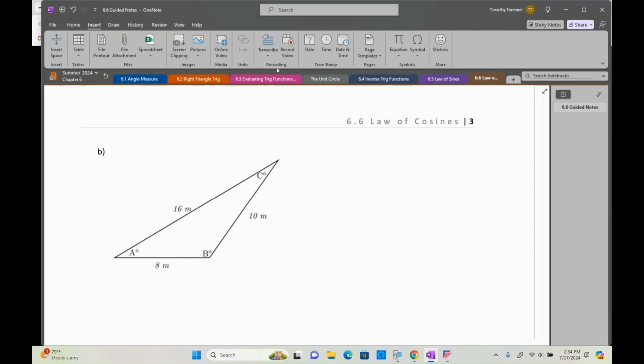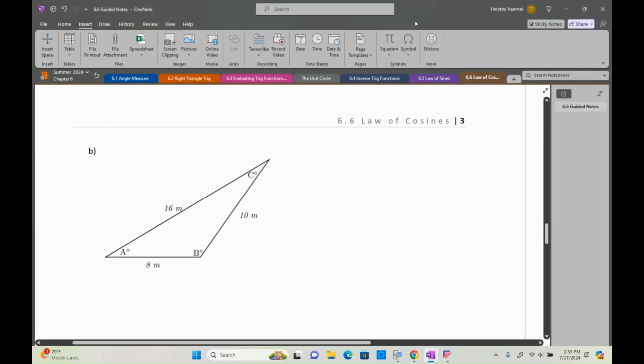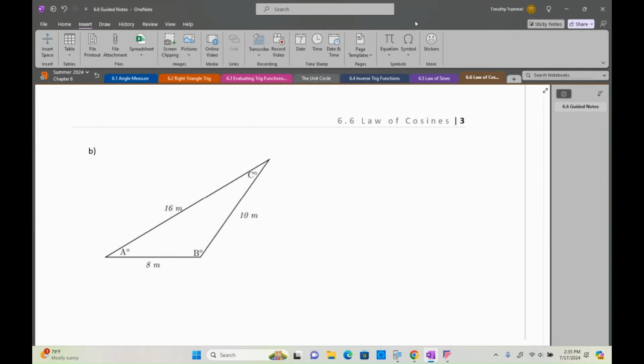So I want us to note we have a different layout here. Before we had an angle that was in between two sides. And to be specific, we knew an angle that was in between two sides that we knew. Versus this time, we don't know any angles, but we know all three of the sides. So we're going to actually have to find here angle A, angle B, and angle C.